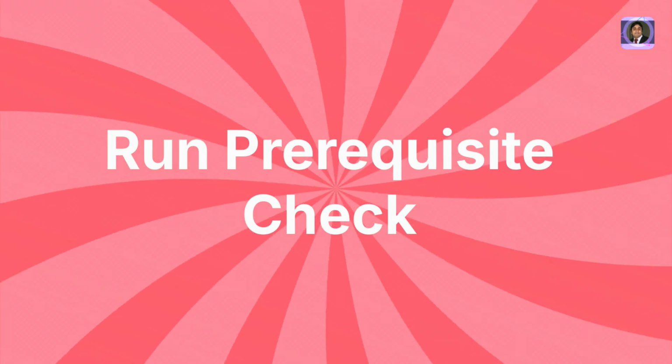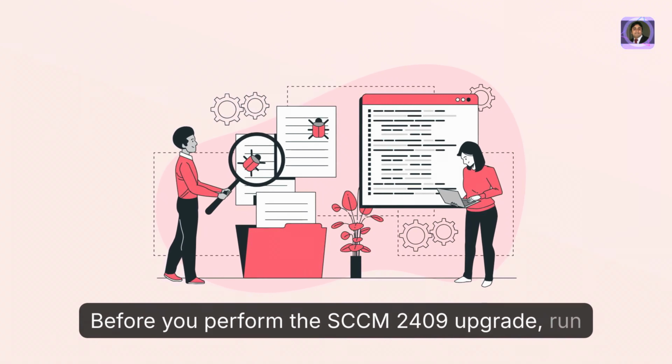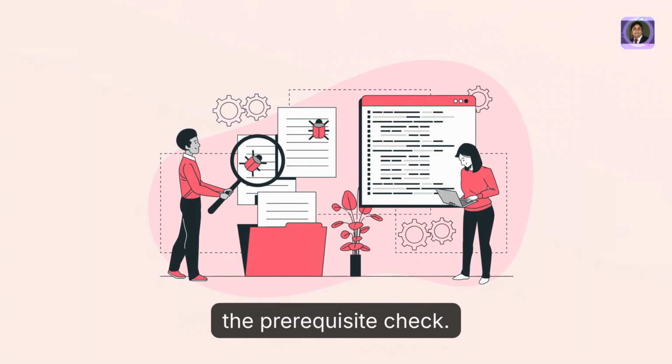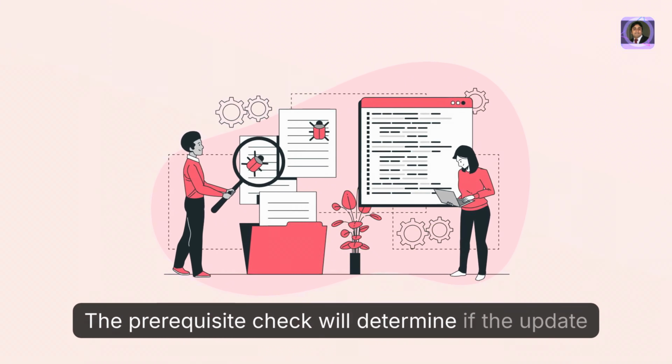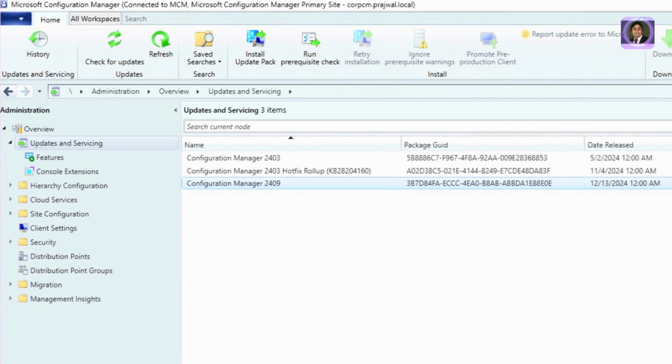Run prerequisite check. Before you perform the SCCM 2409 upgrade, run the prerequisite check. The prerequisite check will determine if the update can be installed without any issues. Here's how you run a prerequisite check for the 2409 update.